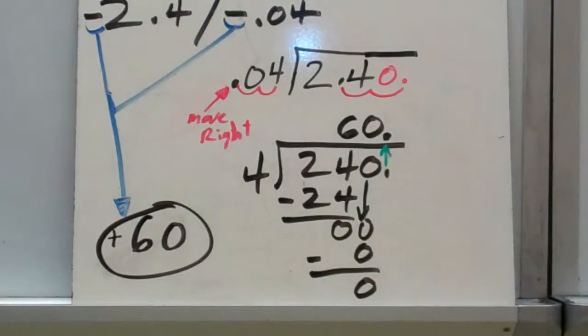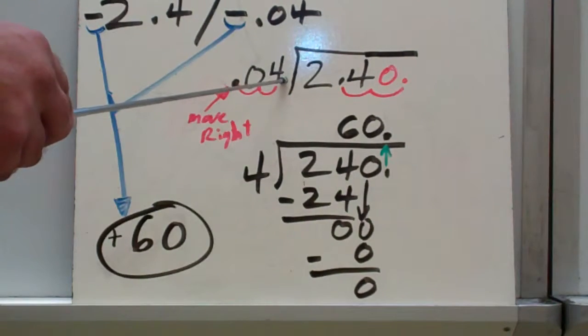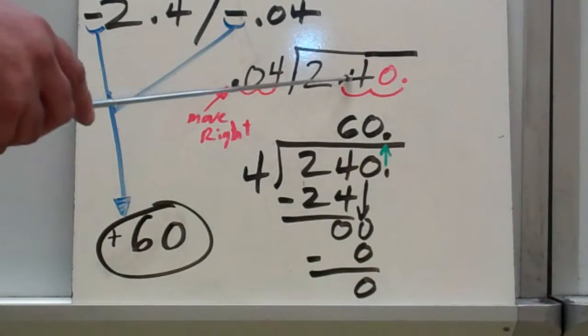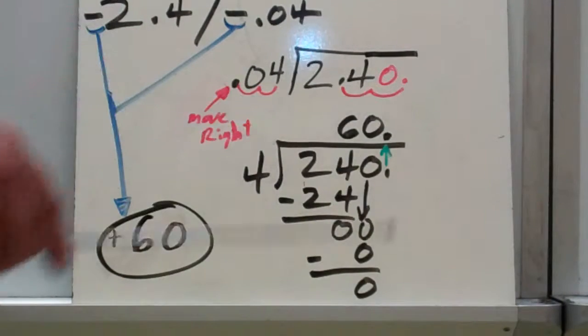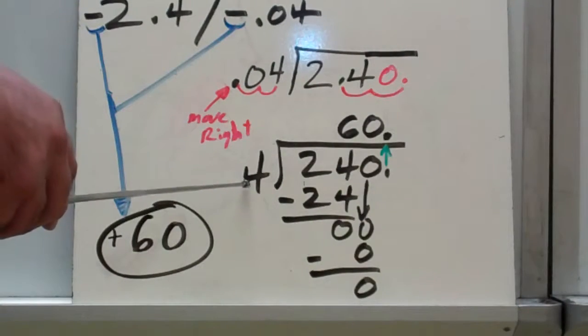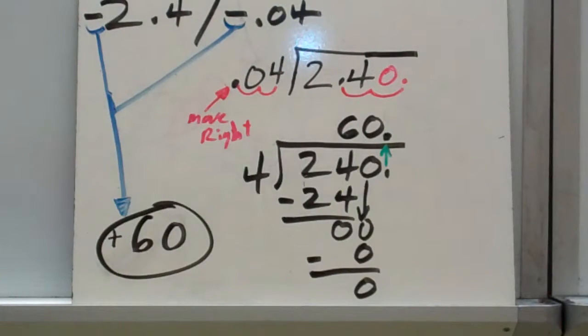In this example, we have negative 2.4 being divided by a negative 0.04. So we have a decimal in the divisor, so we need to move that over 2 places here, so it ends up after the 4. We have to do the same thing in the dividend. So move it over 2 places, and in this case we have to attach a 0 after that 4. So we end up having a problem that looks like 4 being divided into 240.